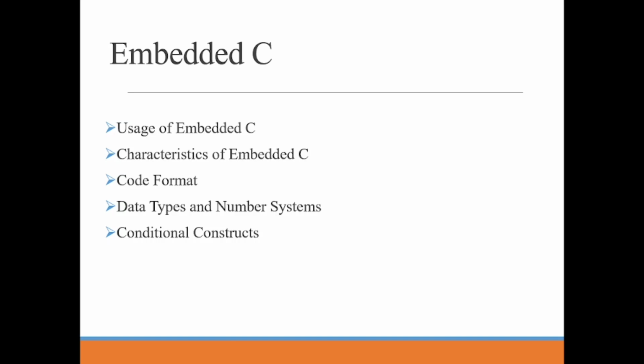Then data types and number systems. In data types, I have learned about float, double, integer, boolean, character, and strings. In number systems, I have learned about binary, hexadecimal, decimal, and octal number systems, and the conversions of binary to hexadecimal, hexadecimal to binary, decimal to binary, and decimal to hexadecimal. These are the conversions which I have learned. And some conditional constructs, if else, and loops like for loop and while loop.